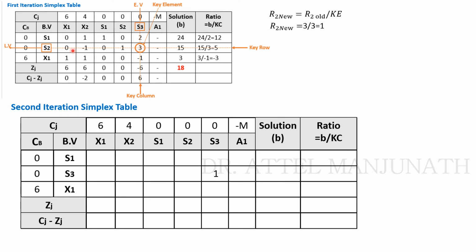Similarly, now you calculate from the beginning. Here the old value is 0, and 0 divided by 3 you will get 0 only, so you can write 0 here. Similarly, you have the second term minus 1, so minus 1 by 3 you will get minus 1 by 3, and 0 you will get 0, so 1 by 3. And here the solution is 15, so 15 divided by 3, you get 5 in the solution column.